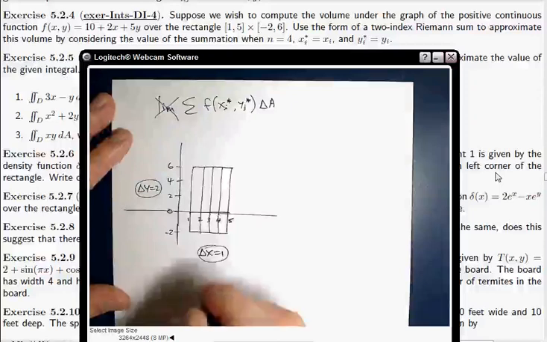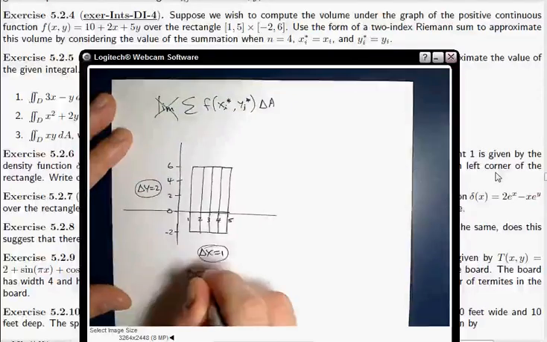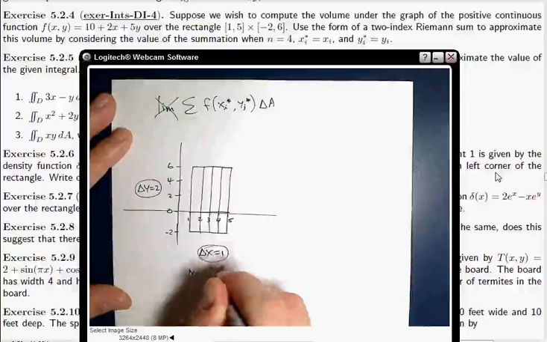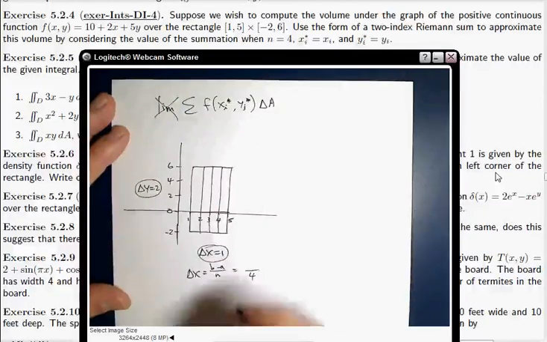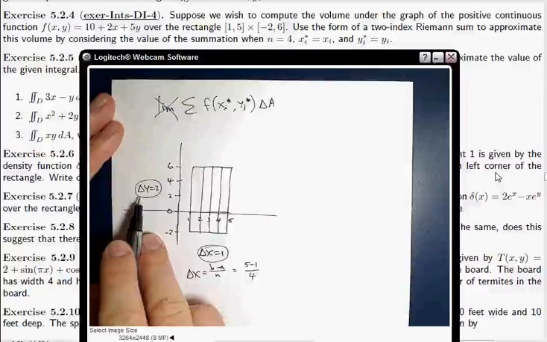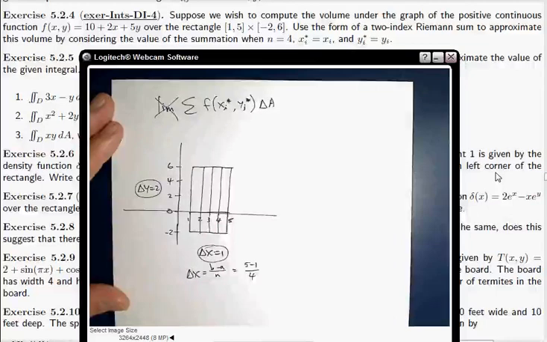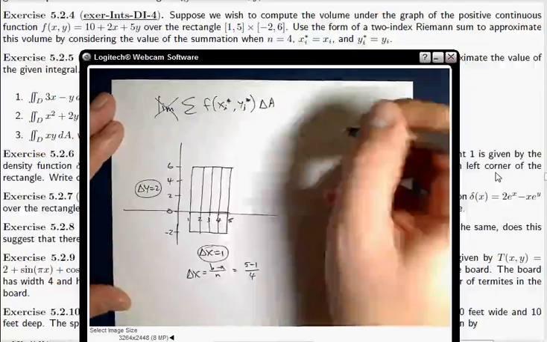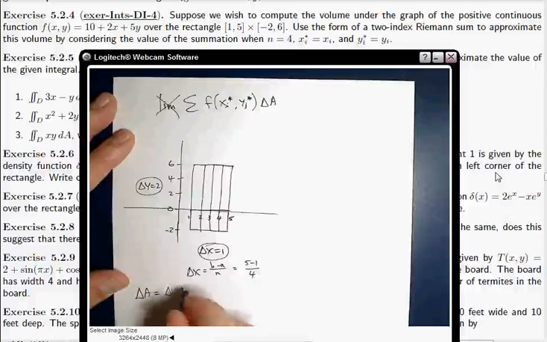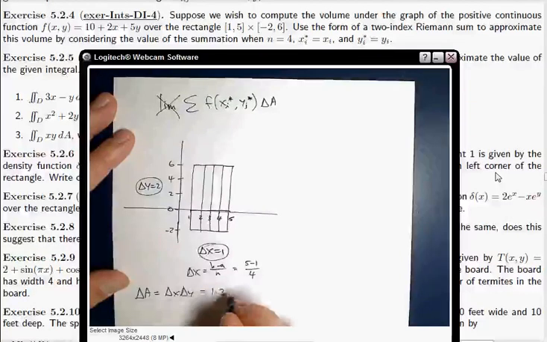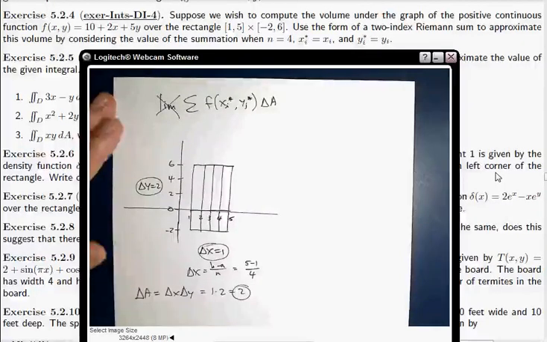You can get that from the formulas, because delta x was b minus a over n. N was 4, a and b were 5 and 1, and so this gives you 1. Does that make sense? And likewise over here. So delta A, that's delta x times delta y, so that's equal to 1 times 2, so that's 2.